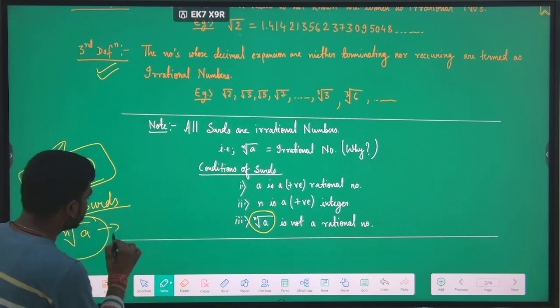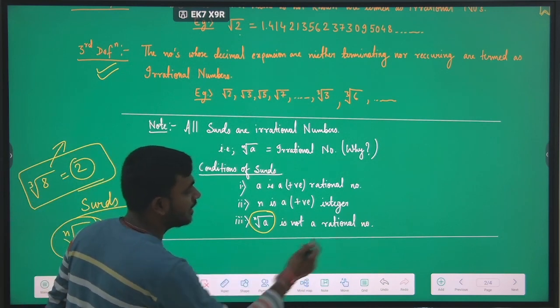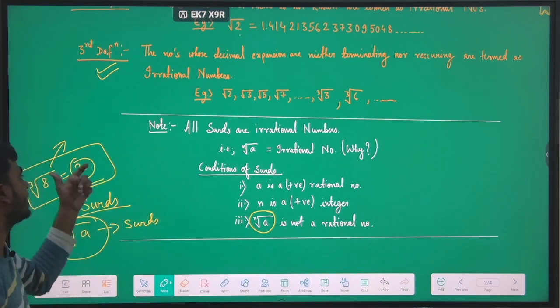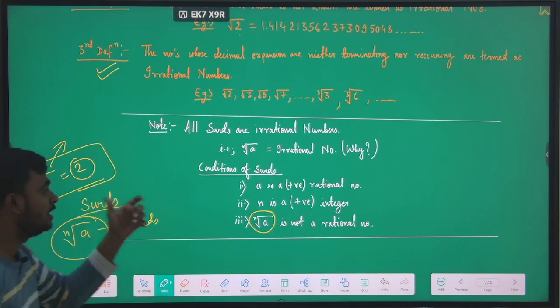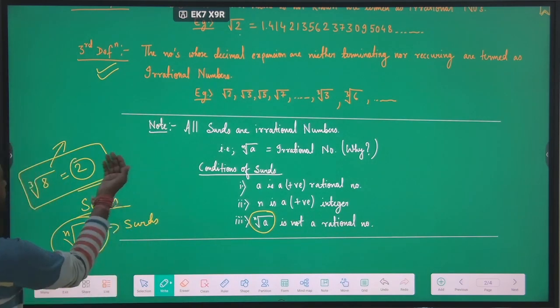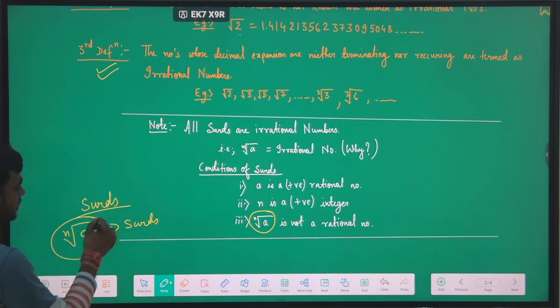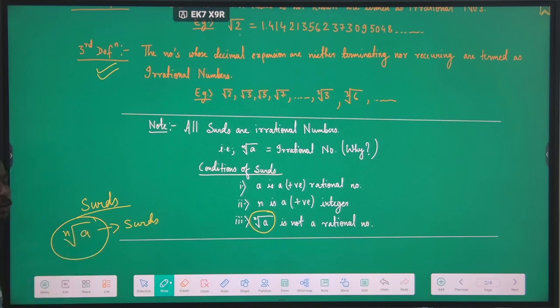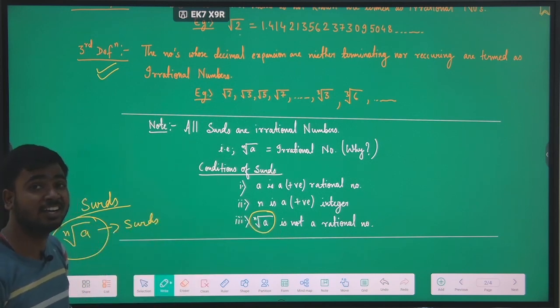So this is a surd only if it is not a rational number. If it is a rational number, then it is not a surd. We will only say that it is the cube root of a, which is a rational number. For the surd definition, it has to not be a rational number. So this is the basic concept: surds are those nth roots of a which are not rational numbers. So what are surds?